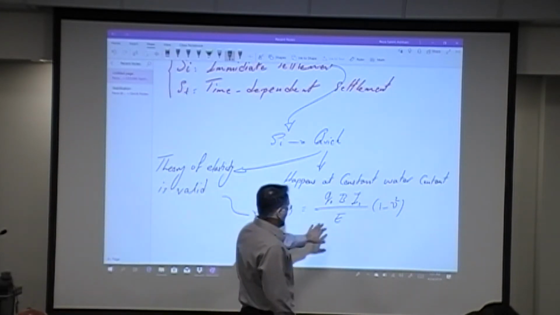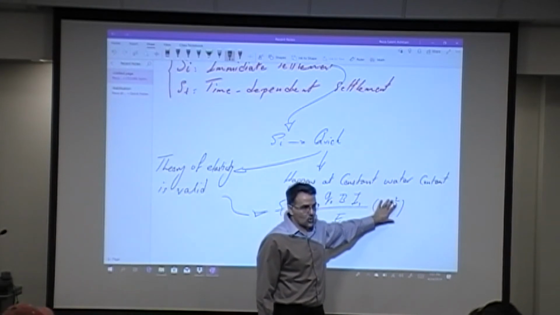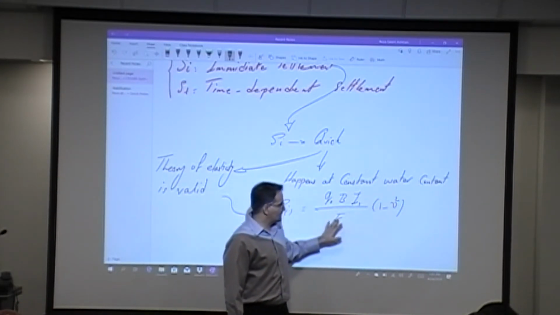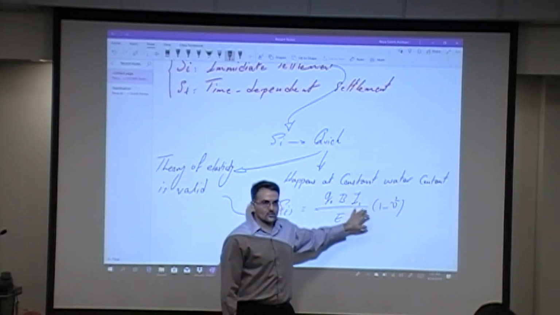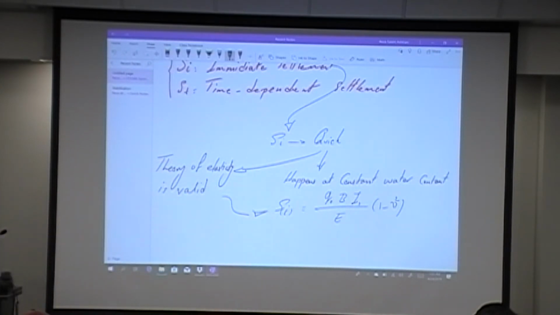E is elastic modulus. Mu is Poisson ratio. So Poisson ratio, elastic modulus, distributed pressure, width of the loaded area, and shape and rigidity factor, table 10.4. So it's very simple and straightforward. You can do the calculation of S sub I, or immediate settlement, that we have without any problems.